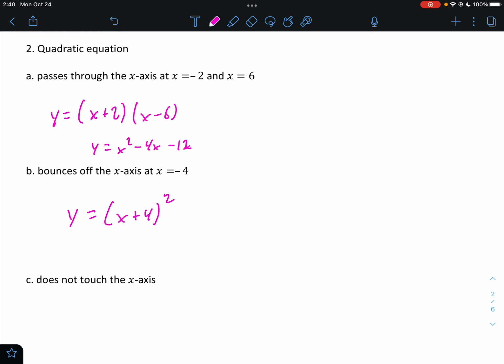And c, does not touch the x-axis. So that means we're not going to want any zeros for this problem. So writing something like x minus a is not going to work, because we don't want there to be a crossing or a touching of the x-axis. In other words, we're going to just do a simple parabola like this, and then you can add any number to it. How about 5? So if we had x squared plus 5, that would just look like this, and it would never touch the x-axis.